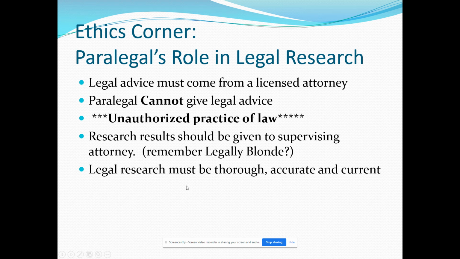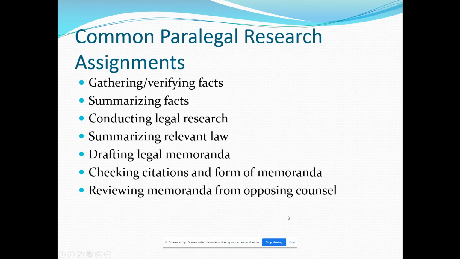Okay, and then any legal research that you complete, you have to make sure it's thorough, right? You've researched everything, that it's accurate, that it's right, and that it's current. So that's kind of your ethical responsibility as a legal researcher.